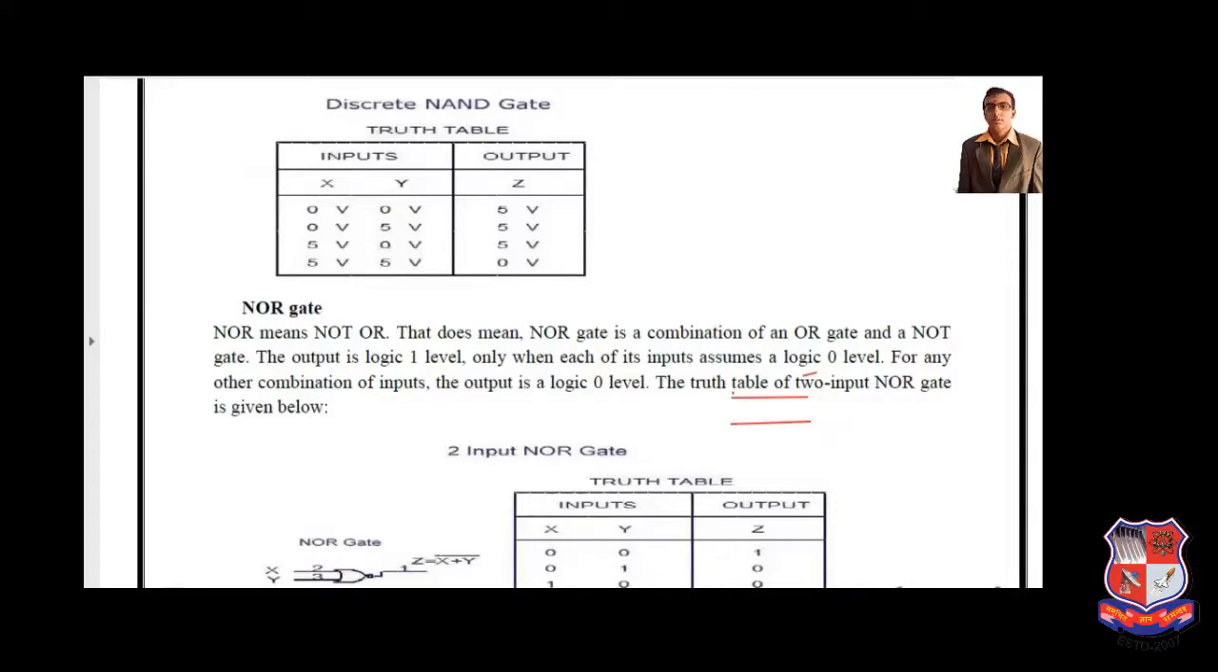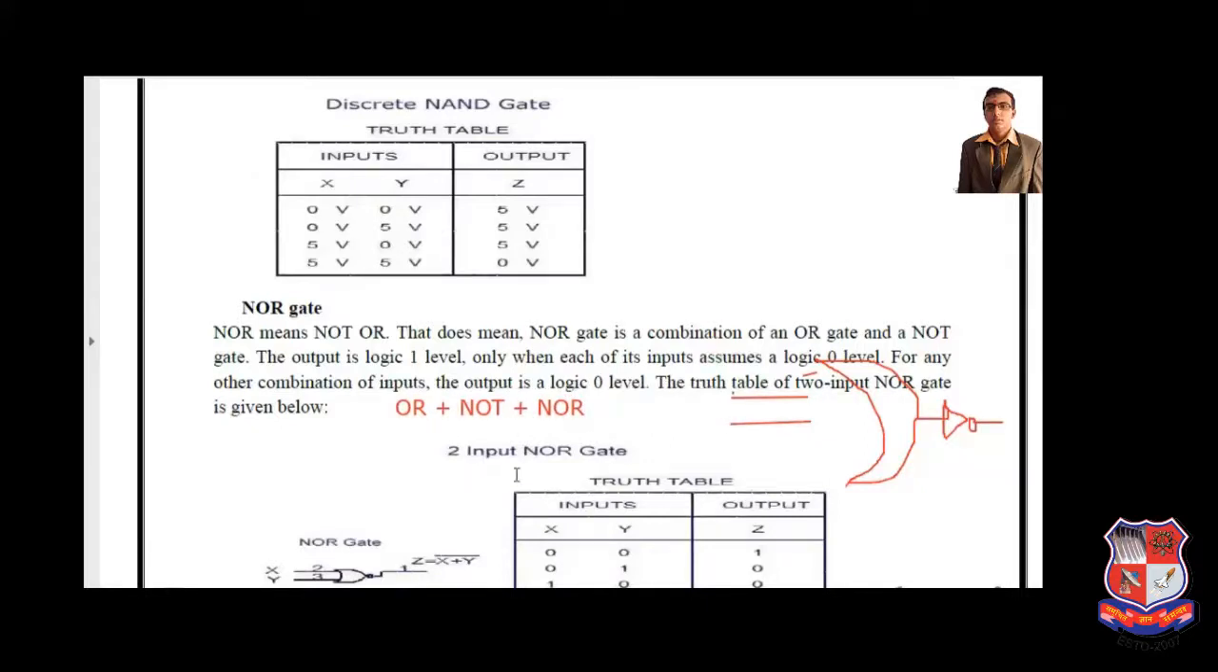It is known as OR gate, and the output of OR can be applied to NOT. So OR plus NOT. I have written the text here: OR plus NOT equal to NOR.